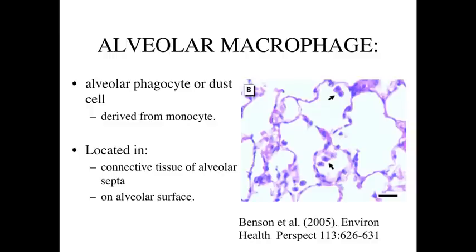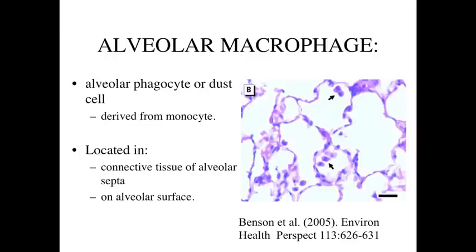There are also some other cells that we're going to see, and these are the alveolar macrophages. The alveolar macrophage, in some books, may also be called the alveolar phagocyte or the dust cell. These are similar to macrophages that are found throughout the body. They're all derived from monocytes, and they're going to be doing things similar to what macrophages do.